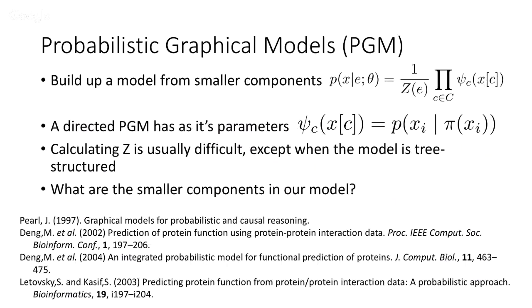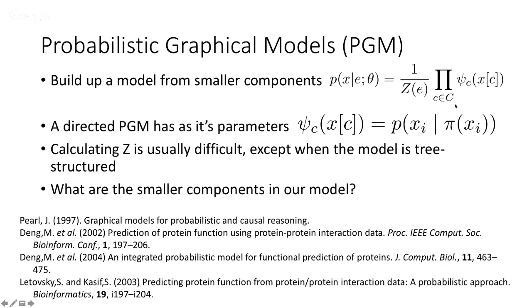The framework that I'm going to use is called probabilistic graphical models, or PGM. It has all the advantages of being a probability model, but it's also a naturally good fit for structured and relational data like our protein networks. Probabilistic graphical models allow you to build up a model from smaller components. So here I'm showing that the joint distribution is represented by a product of a bunch of factors over subsets of the variables in the network.